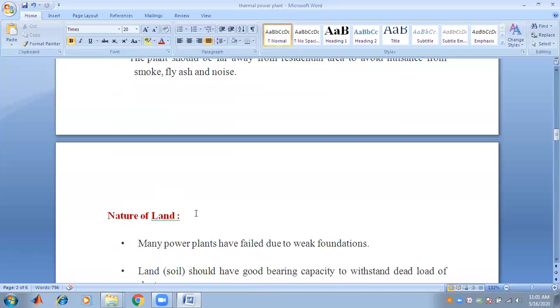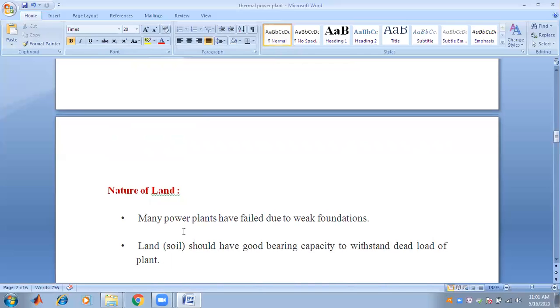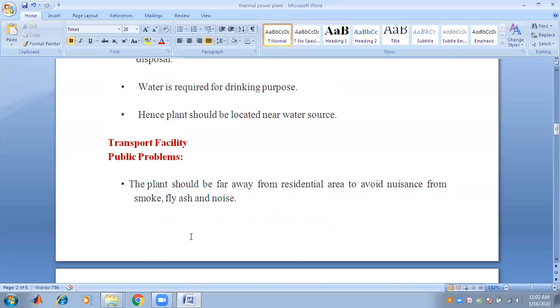And another factor is the nature of the land. Many power plants have failed due to weak foundations. Land or the soil should have a good bearing capacity to withstand the dead load of the plants. Means the dead load of the plants can be withstood by the land soil. The nature of the land is another important parameter. So those parameters are related to generating the steam power or the thermal power.